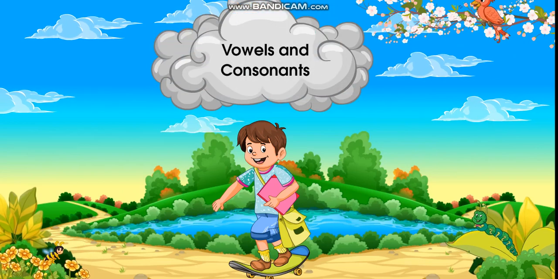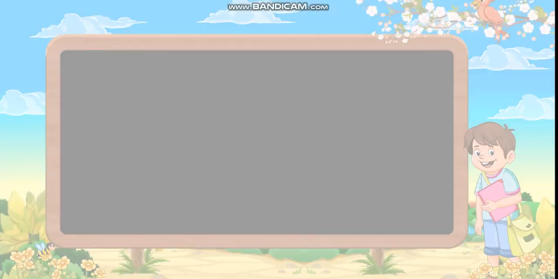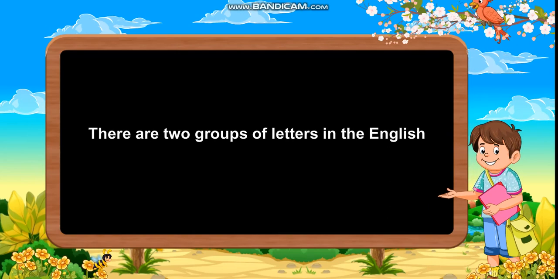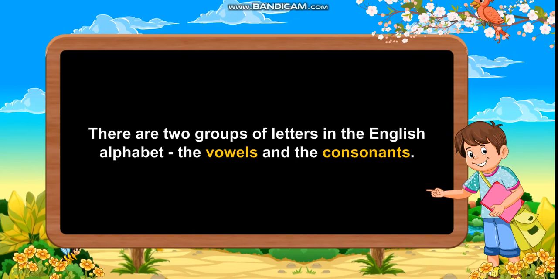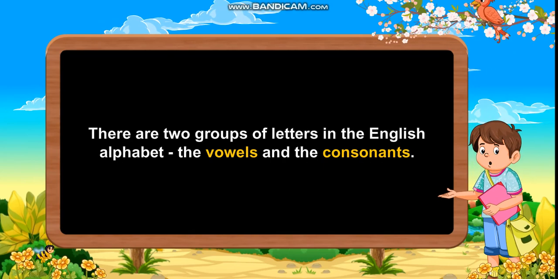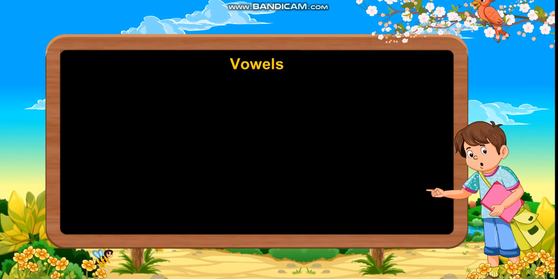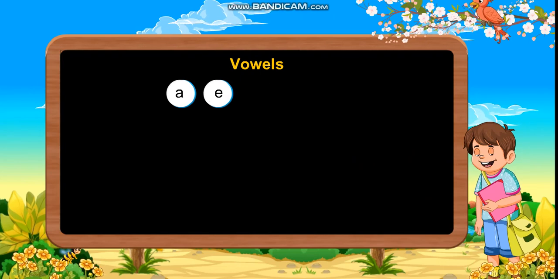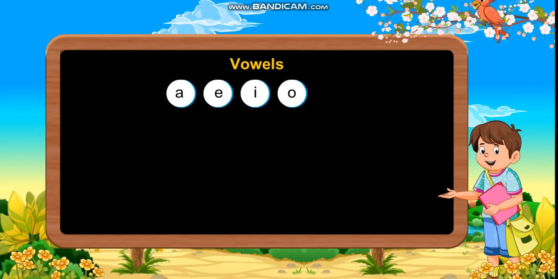Vowels and consonants. There are 2 groups of letters in the English alphabet, the vowels and the consonants. Vowels: A, E, I, O, U.